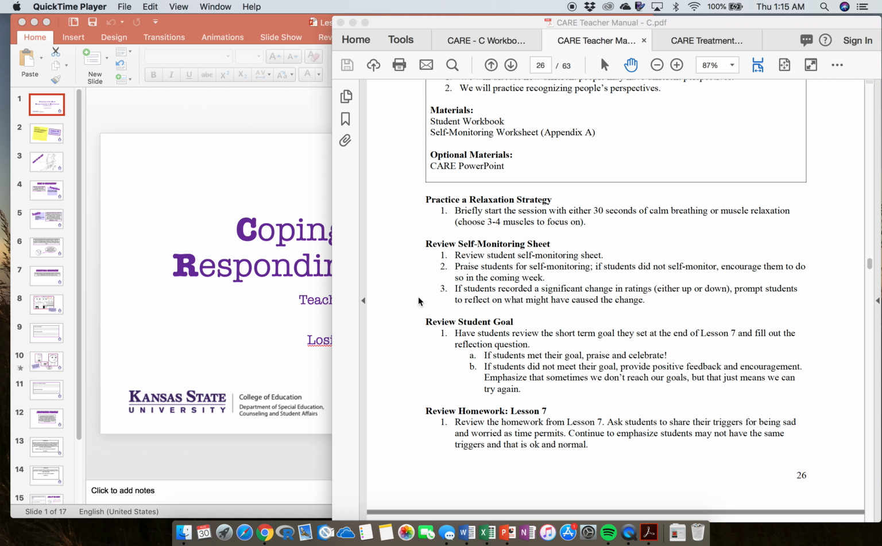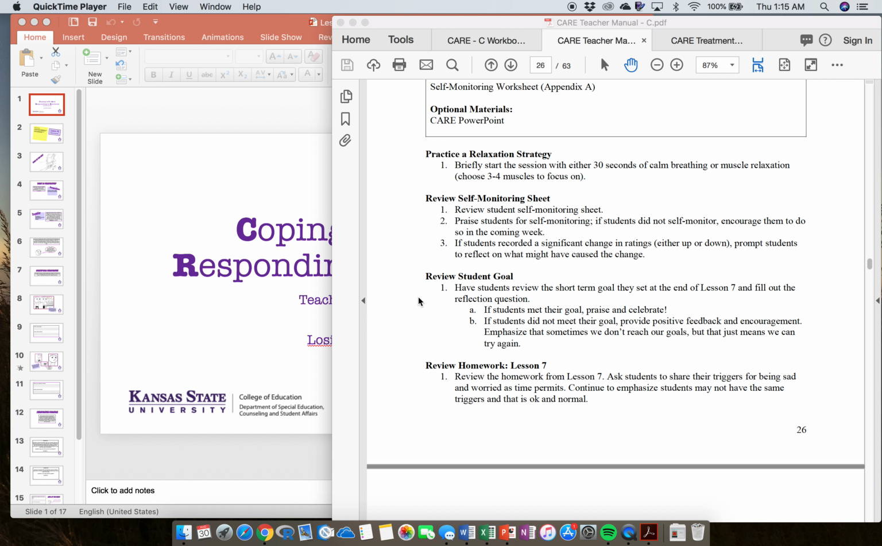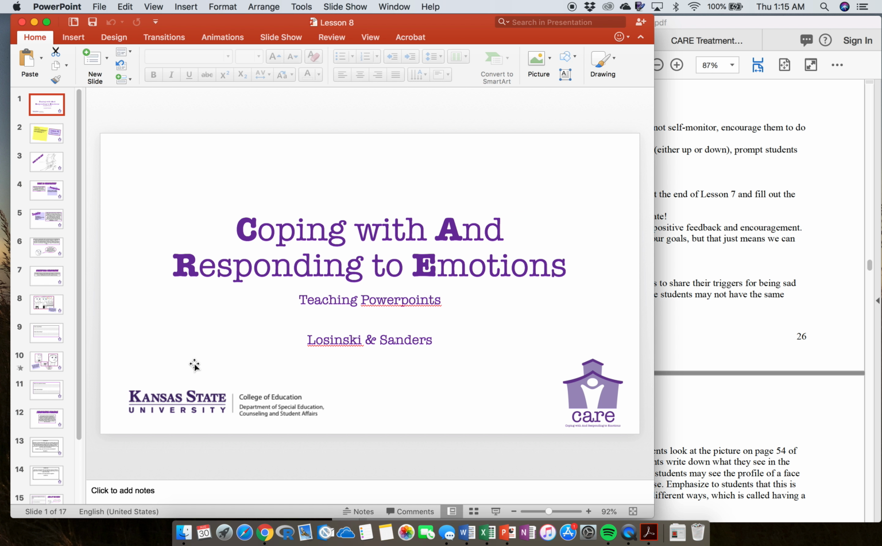Next, have students review the short-term goal that they set at the end of Lesson 7 and fill out that reflection question. And then finally, review the homework from Lesson 7. If you remember, Lesson 7 was about identifying triggers, and the homework asked students to identify triggers for being sad and worried at school. So as time permits, and if students are comfortable, have them share 1 or 2 triggers at school that might make them sad and 1 or 2 triggers that might make them worried, and then continue to emphasize to students that not everyone has the same triggers, and that is okay.